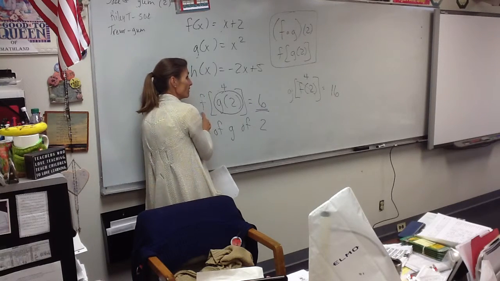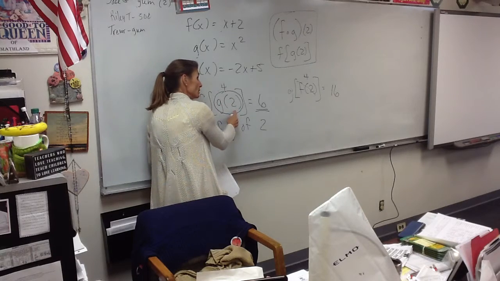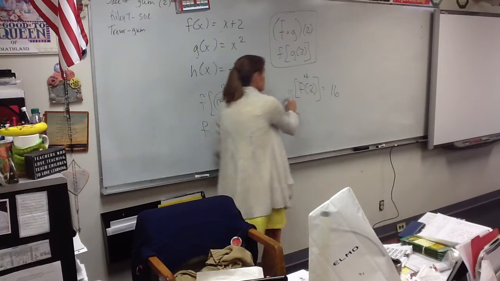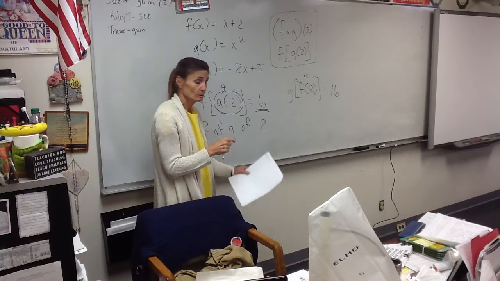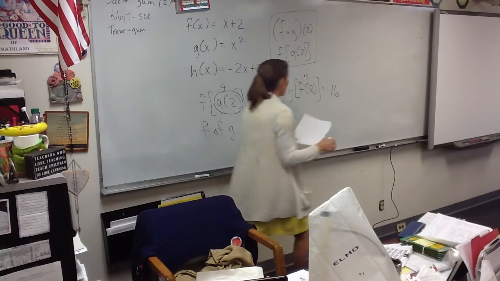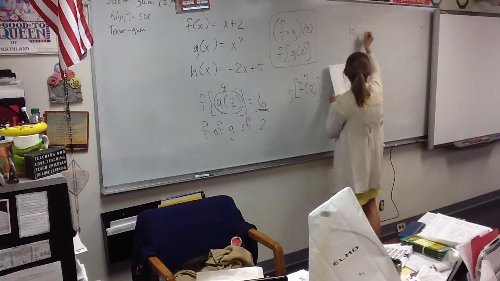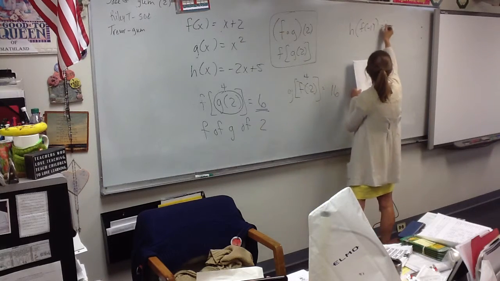So f of g of 2 is different than g of f of 2, right? You got to make sure you're going in the right order. How about the next one? H of f of negative 1.